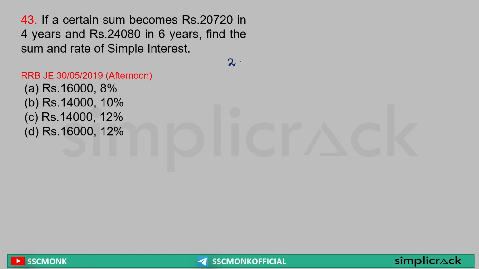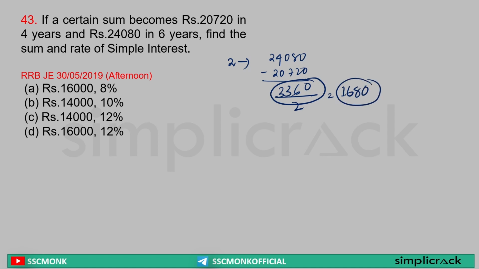Next. A certain sum becomes 20,720 in 4 years and 24,080 in 6 years. Sir, 2 years interest earned: 24,080 minus 20,720 is 3360 in 2 years. So every year interest is 2 1s are 2, 2 6s are 12, 2 8s are 16, so 1680 was the amount of interest.